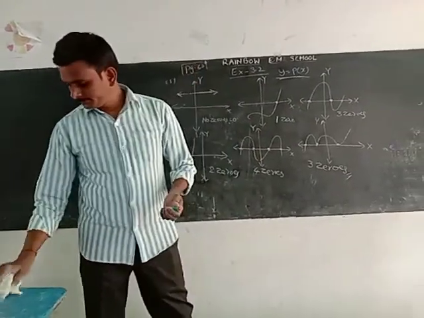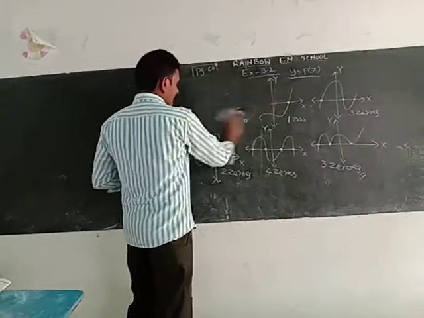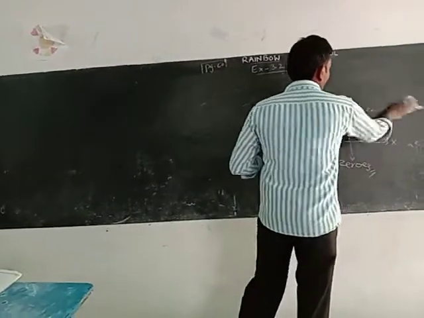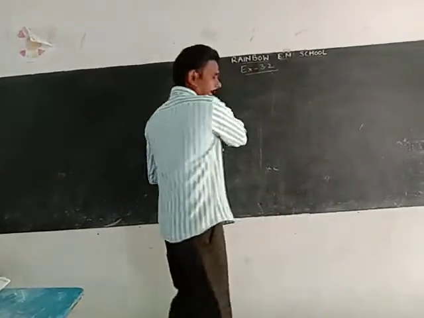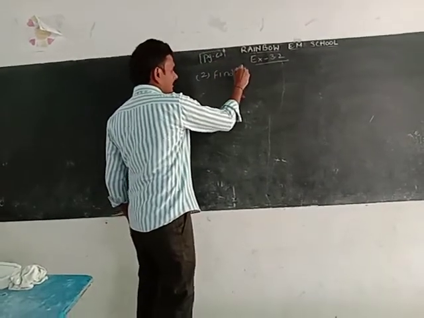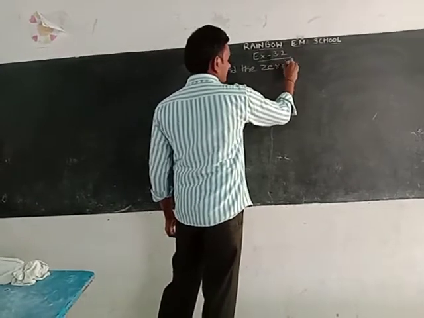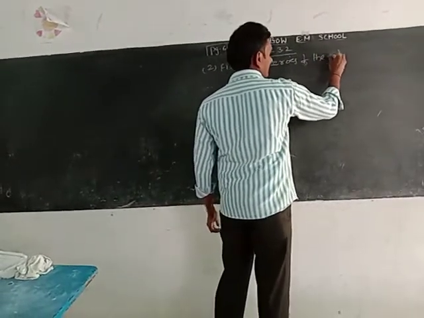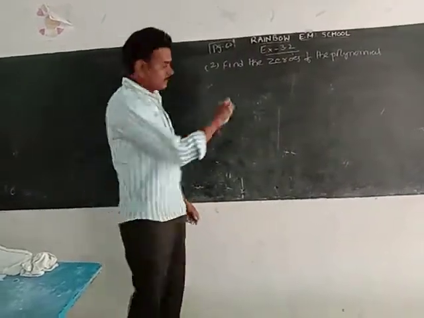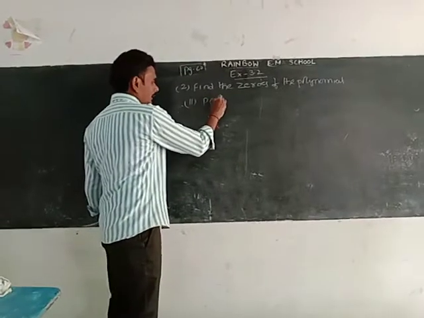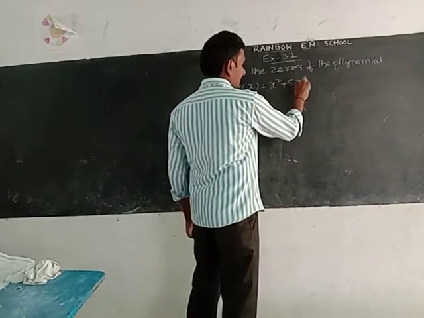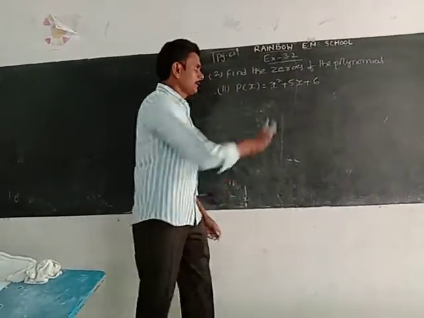Okay, next is, for example, p of x equal to... find the zeros of the polynomial. Second one. Find the zeros of the polynomial. Second one, p of x equal to x square plus 5x plus 6. X square plus 5x plus 6.